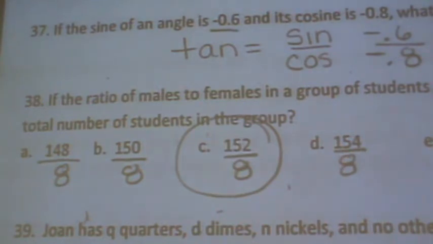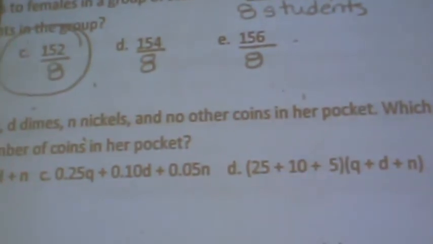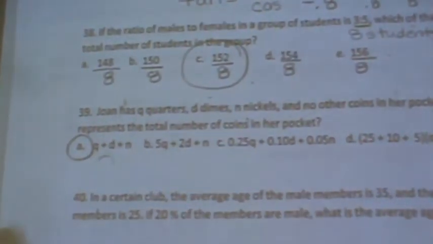Next one, 39. Joan has quarters, dimes, and nickels and no other coins. We did a lot of these story problems. Which of the following represents the total number of coins in her pocket? A.